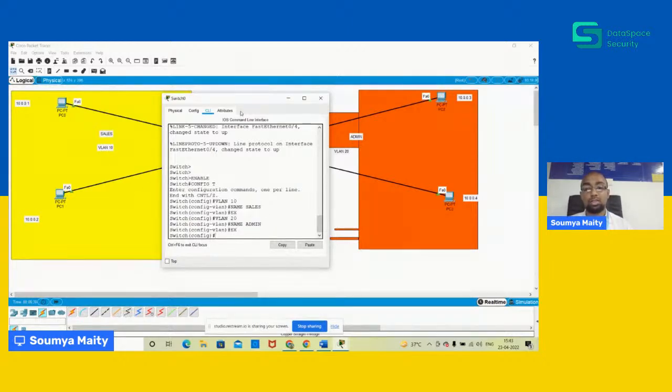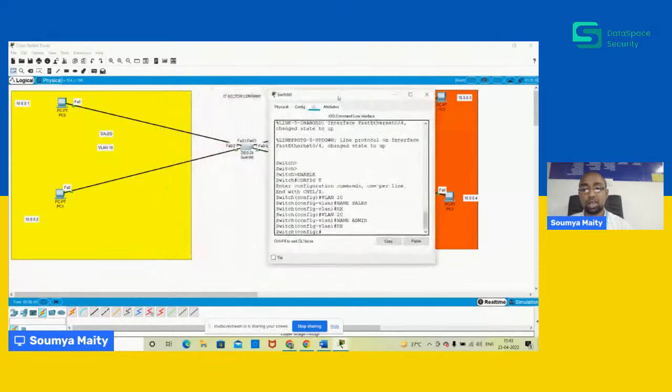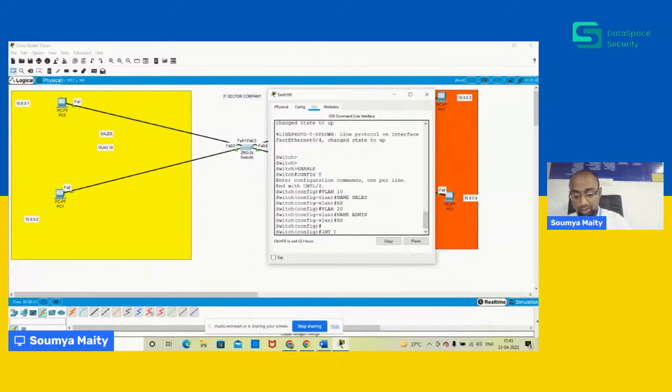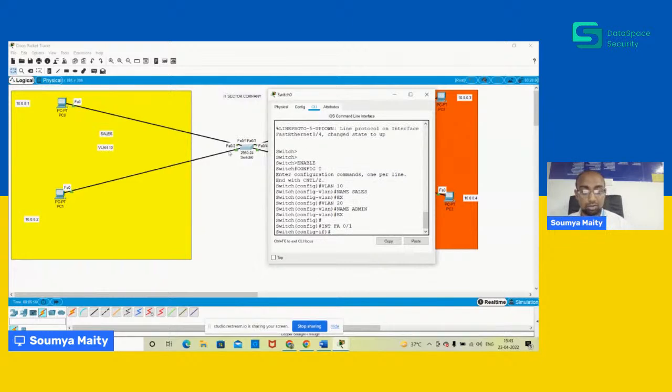Now go to the systems. There are ports FA0/1 and FA0/2, and the other systems are connected to the switch on FA0/3 and FA0/4. Go to the command line: int FA0/1, enter. Then give the command switchport mode access. FA0/1 is in VLAN 10, so give the command switchport access vlan 10.